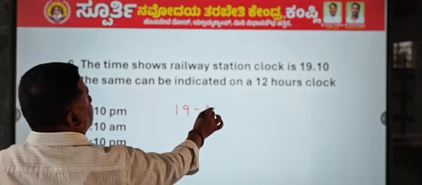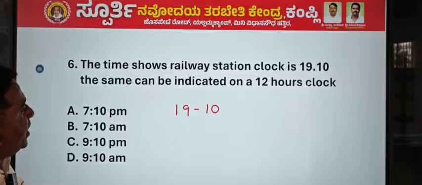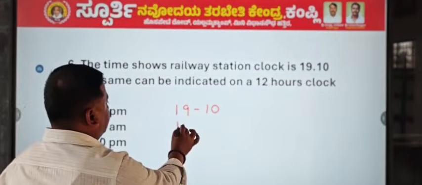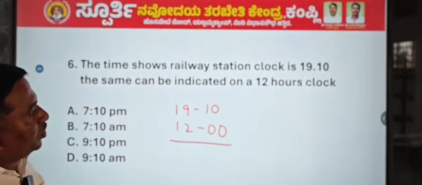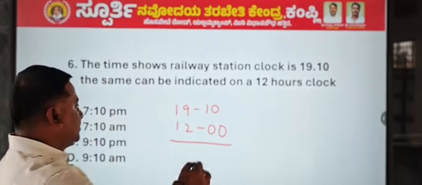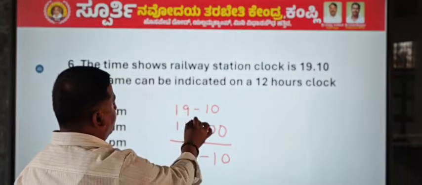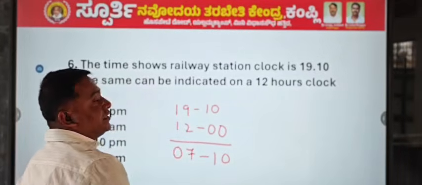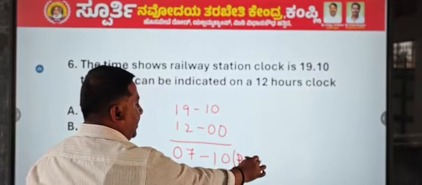1910. This is railway time. The same can be indicated in 12 hours clock, which means you have to subtract 12 from this. You will get 12 hours clock time. 19 minus 12 is 7, and 10 stays as 10. After 12, it becomes post meridian. It is PM.